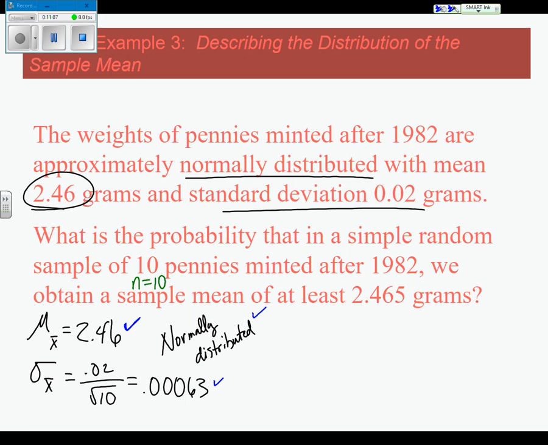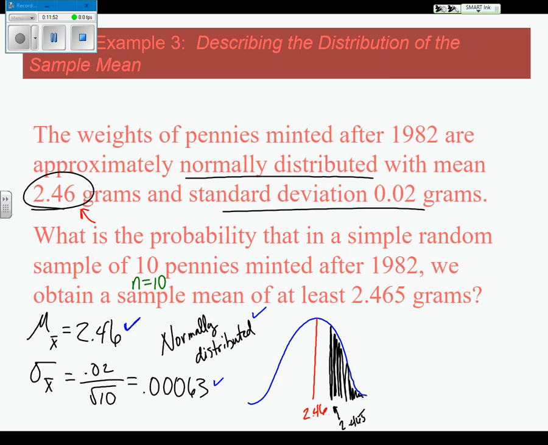Now, on to this problem. Since I have something that's normally distributed, I'm expecting it to follow a bell-shaped curve. And right in the middle of this bell-shaped curve, it tells me that I should have 2.46. Well, I want to know the probability of getting a sample mean of at least 2.465. I'm not exactly sure where it'll be, so I'm just going to draw it over here. I know it's bigger, so I'm wanting to know the probability that I get something bigger than 2.465 over here.